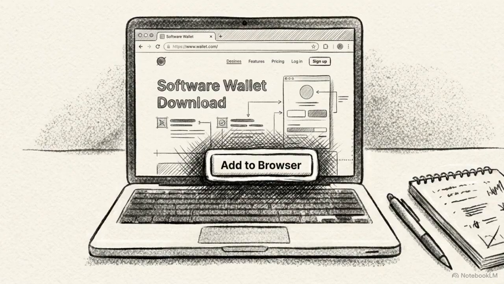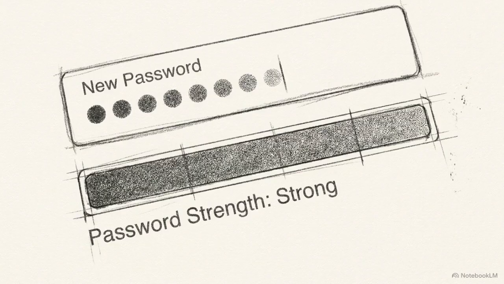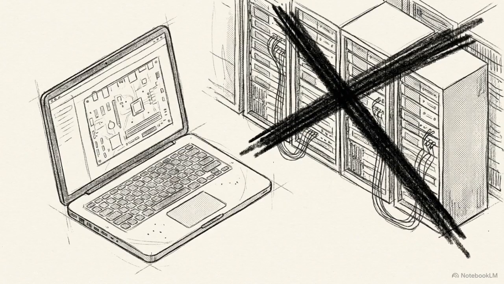Step 1. Navigate to the official website for your chosen wallet, like Trust Wallet, and install the extension to your web browser. When you open the application, ignore the import options and click the button to create a brand new wallet. You will immediately be prompted to create a strong local password. This password only protects the specific device you are using right now. It does not exist on a central server.